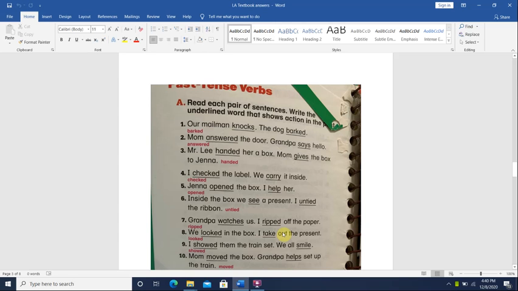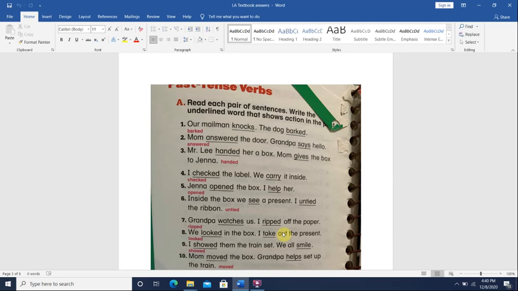Alright, grade 2. This is our second video where we will be answering together the rest of the Unit 3 review, okay, about verbs to prepare for our quiz on Monday. So it says here, read each pair of sentences and write the underlined word that shows action in the past. So here we have each sentence with 2 words that are underlined. We will write the verb that shows the action in the past.